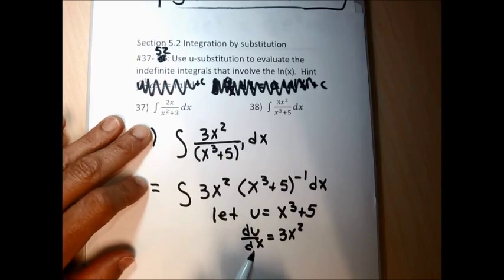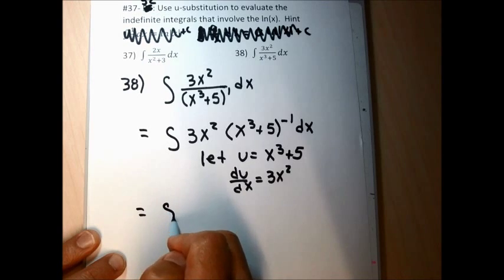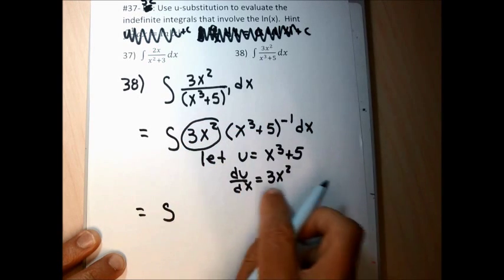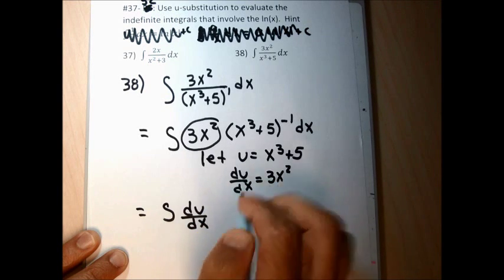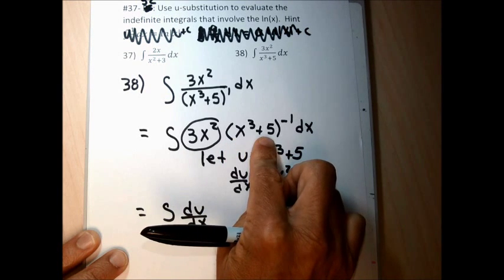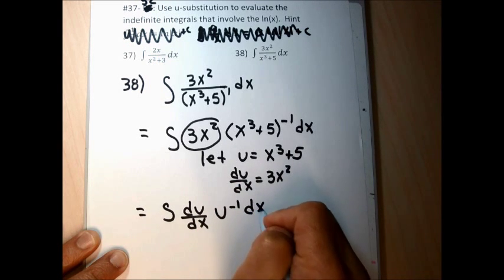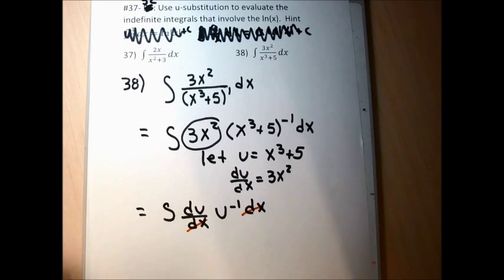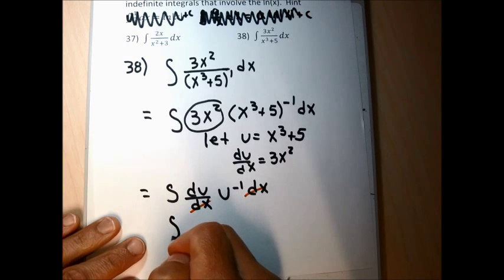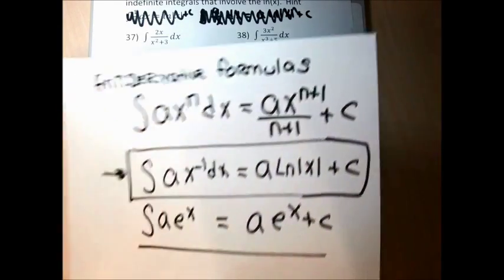So now when I do my substitution, this is the integral. In for 3x squared, I'm going to put du/dx. In for x cubed plus 5, I'm going to put a u. I'm going to leave the dx. And just like every single problem in this grouping, the dx's cancel. And this gives me the integral of u to the -1 du. And that's what this formula allows me to do.